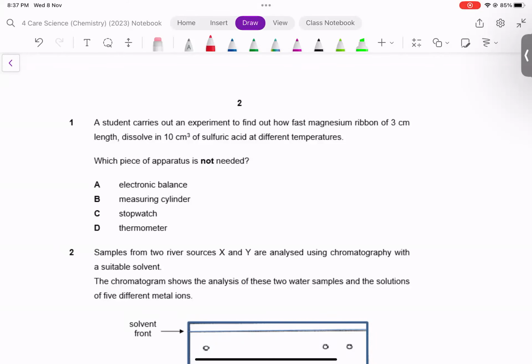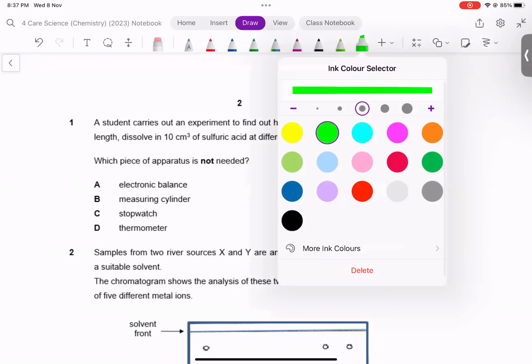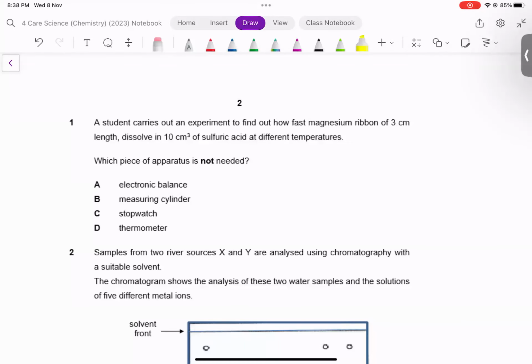All right. So the way to do these kind of questions on selecting apparatus is to pay close attention to what they want. So as you can see, I've highlighted several key phrases which tells you what they want. First, you want to find out how fast. How fast is speed or time? Time taken. Next, your magnesium ribbon needs to be 3 cm in length.